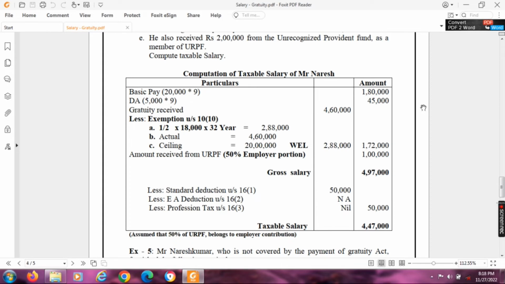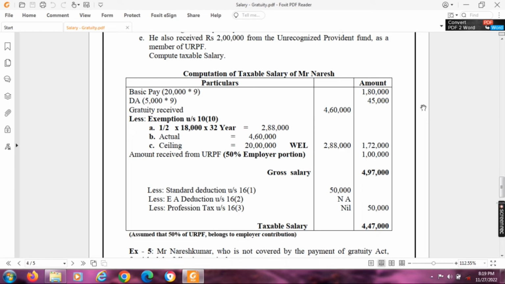Next, gratuity received 4,60,000. Less exemption under section 10(10), not covered. So half, that means 15 by 30, into 18,000. What is 18,000? The average salary was given in the problem itself. Into completed years of service, 32 years. So half into 18,000 into 32 years amounted to 2,88,000. Or actual 4,60,000, or ceiling 20 lakh. Out of these three, whichever is least, 2,88,000 was exempted from the actual amount of 4,60,000. So balance 1,72,000 was taxable.